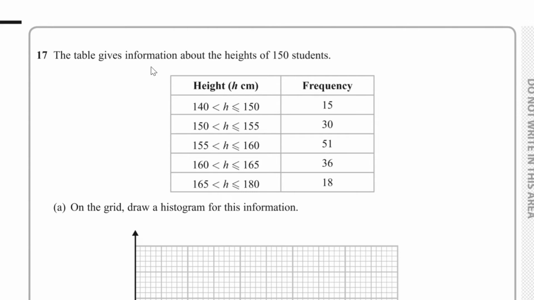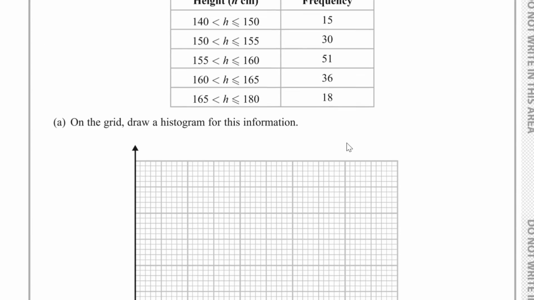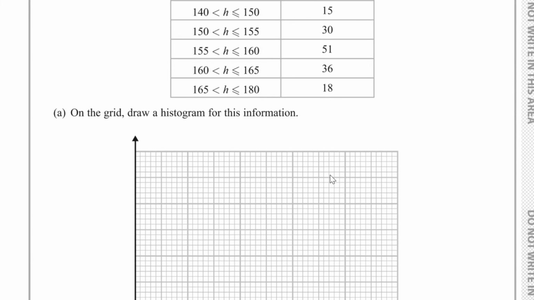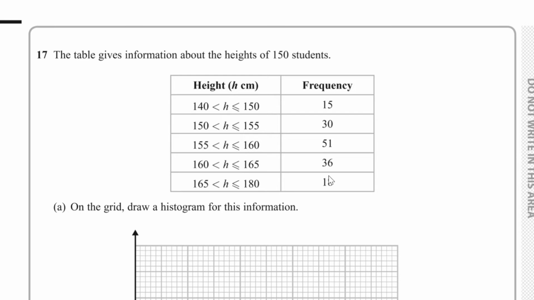Question 17. The table gives information about the heights of 150 students. So we've got the height given as an interval and the frequency. And for part A, we have to draw a histogram for this information. Well, what we can do before we do anything else is work out the class width. So here we've got 10, then 5, then 5, then another 5, and then a 15. And then for the frequency density, we've got 1.5 here because we've got 15 divided by 10, which is 1.5.